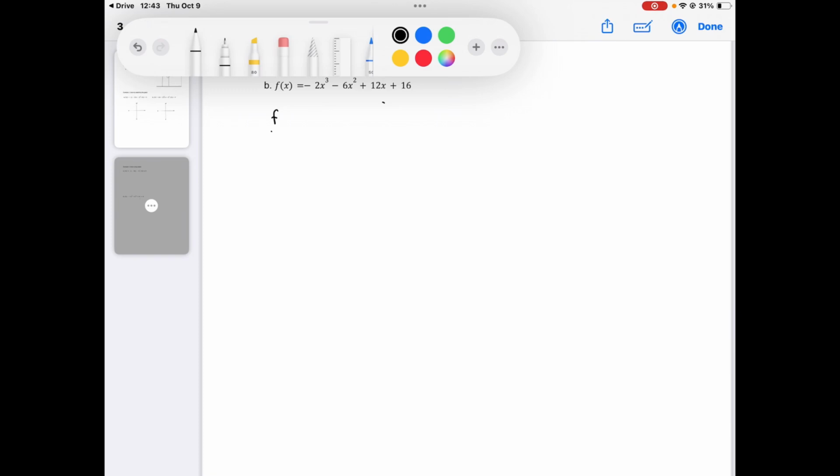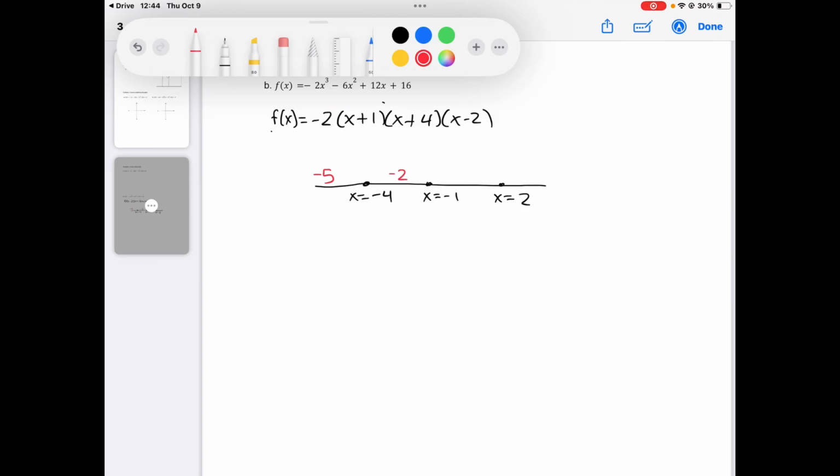So for this last one, we have our factored form of the equation, which is minus 2 times x plus 1, x plus 4, x minus 2. And we're going to set up our number line with our zeros. We've got x equals minus 4, x equals minus 1, and x equals 2. And then we're going to check our test values in between those x-intercepts. So I've got minus 5, minus 2, 0, and 3.